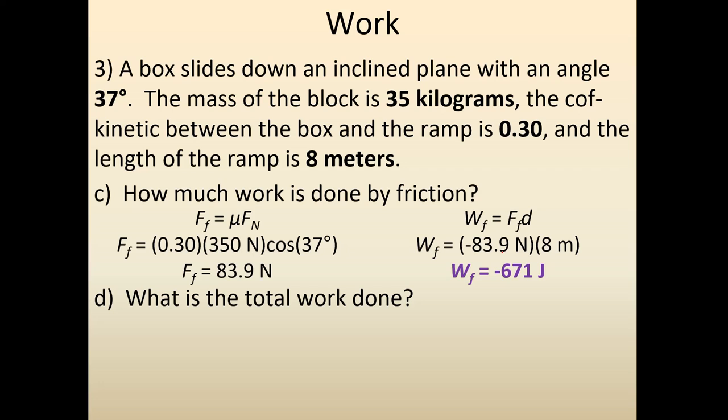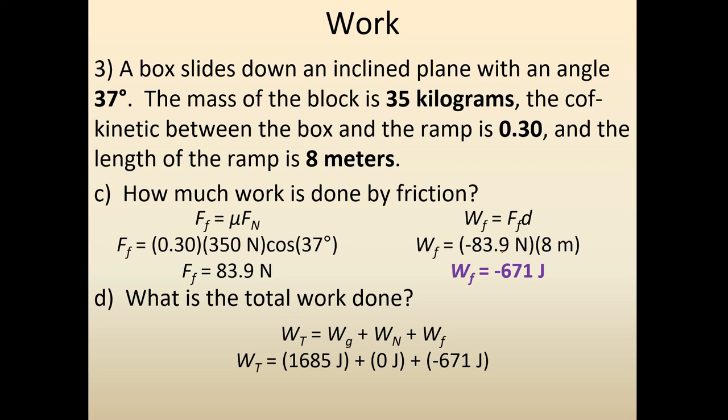And the last part, the total work being done. Since work is a scalar, I could just add up all these numbers that I just found. So I found the work being done by gravity, the normal force, and friction. Plugging these all in, I get 1685 plus 0 minus 671, which gets me a whopping total of 1014 joules.